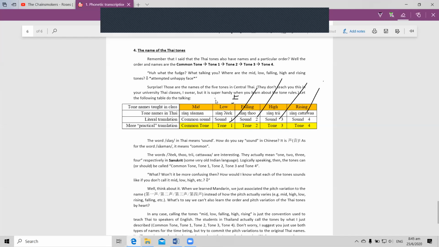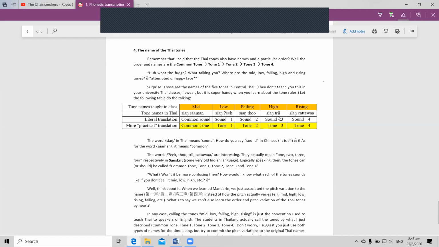So what are the names actually? The name of the mid tone in Thai is called เสียงสามัญ. You see all the tones have the word เสียง inside. เสียง means sound. And how do you say sound in Chinese? It is 声音, correct? So 第一声, 第二声 in Mandarin, you can say it's like first sound, second sound, or you can say the first tone, the second tone. So สามัญ in Thai means common.